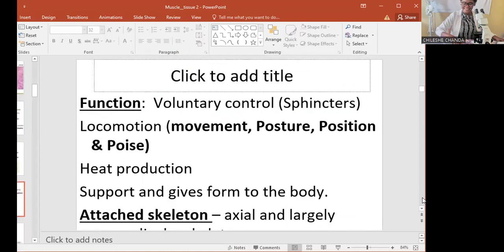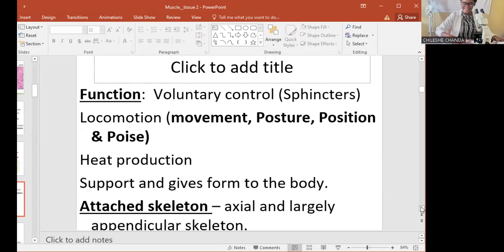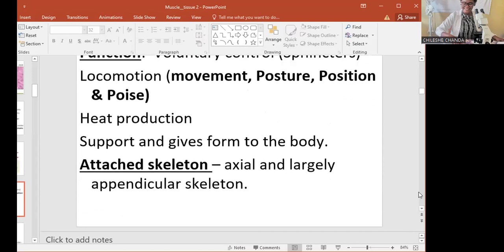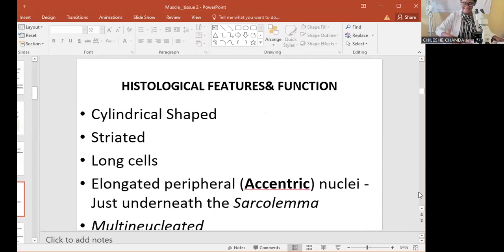So the functions: voluntary movement, for example, your sphincters. You don't want to go to the toilet, you're going to hold it unless you are sick. Another function is locomotion, movement from one place to another. Posture, the way you are able to sit like Leo in class and not like Jumbo. Position, poise, heat production. So we have talked about all these things. Those are the functions of skeletal muscle.